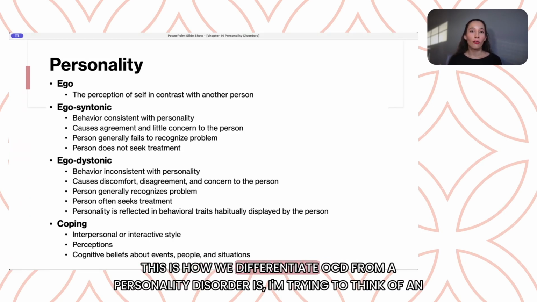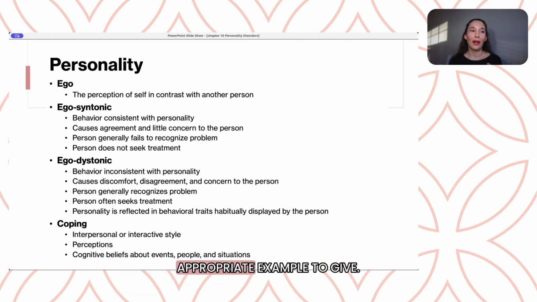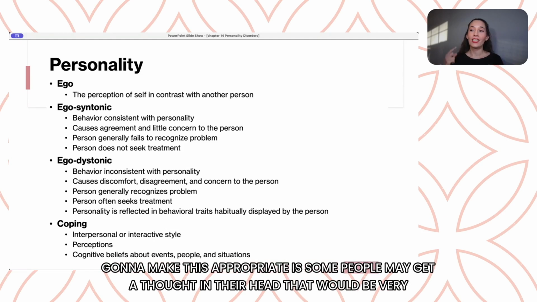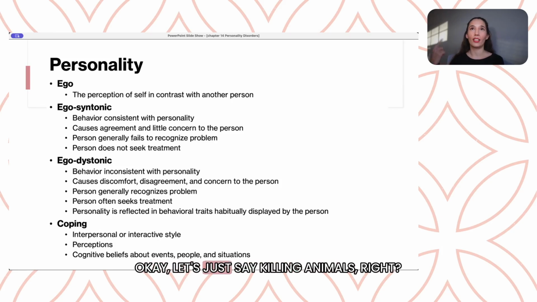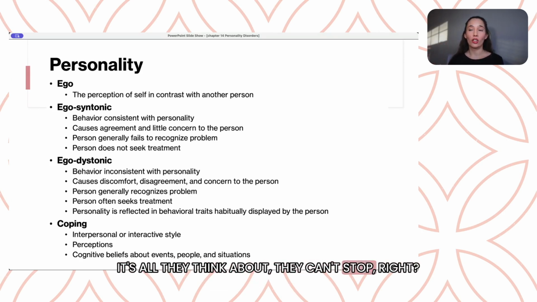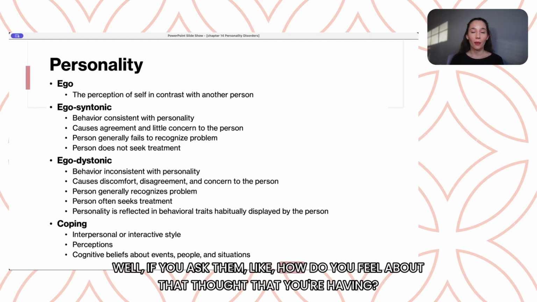This is just, I guess, a fun fact. This is how we differentiate OCD from a personality disorder. I'm trying to think of an appropriate example to give. Sometimes with OCD, the obsession, so the thought, some people may get a thought in their head that would be very disturbing to others. Let's just say killing animals, right? A person might be thinking about ways in which they'd kill an animal. It's all they think about. They can't stop, right?